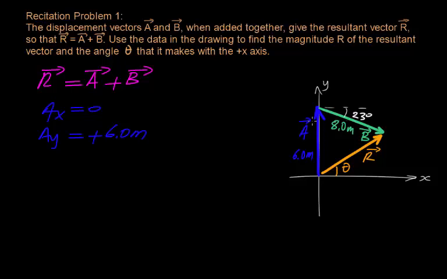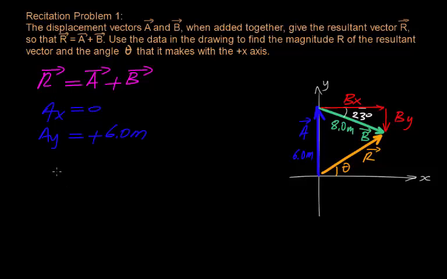The vector B needs to be broken into two components. Basically you start at the tail of vector B and make your way towards the tip of B, making a right triangle in the process. Here are the Bx and the By components. Notice that the Bx is positive, the By is pointing straight down, negative. We're going to use the 23-degree angle to solve for those two components.